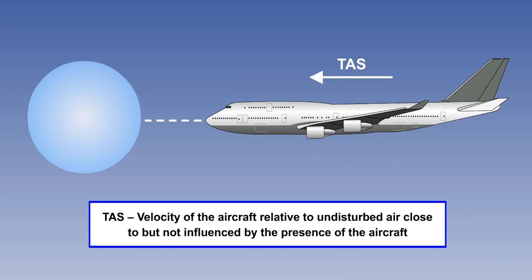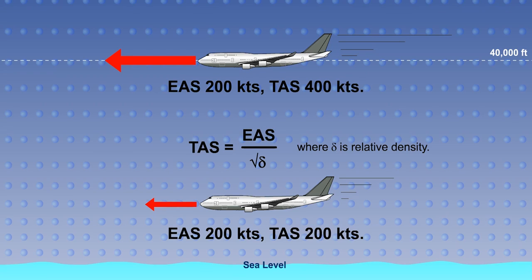True airspeed is the actual speed of the aircraft through the air, and is the only real speed of those considered so far, all the others being dynamic pressures. The ASI is merely a pressure gauge calibrated to read as speed. TAS is EAS divided by the square root of the relative density, that is, the ambient density as a proportion of the ISA sea level density. The ASI is calibrated to ISA sea level, so it will only read TAS if the density is 1.225. Thus, at 40,000 feet, where the density is close to 1/4 of the sea level value, the aircraft will be moving through the air twice as fast as at sea level to maintain the same EAS.